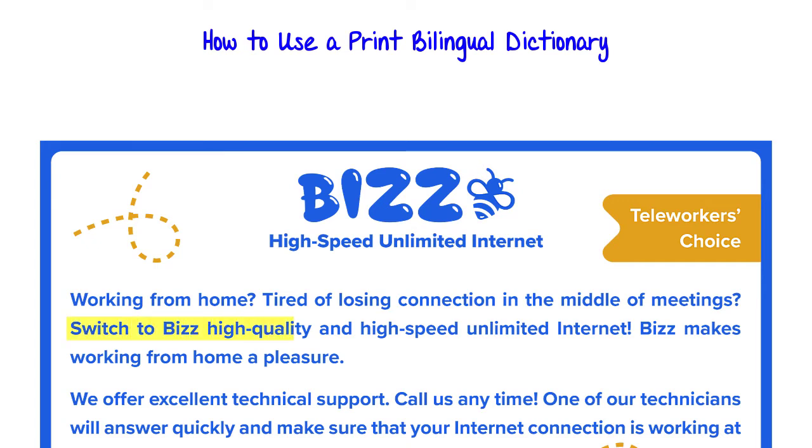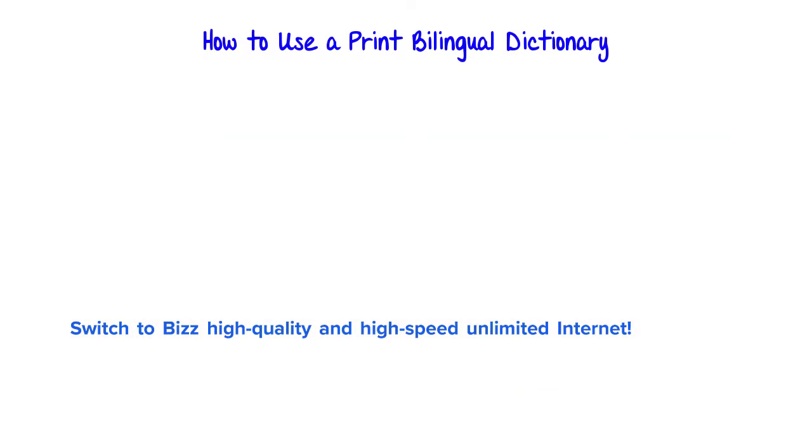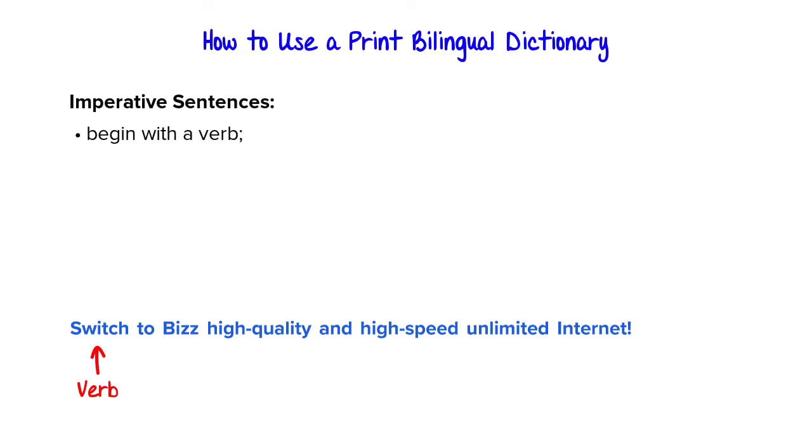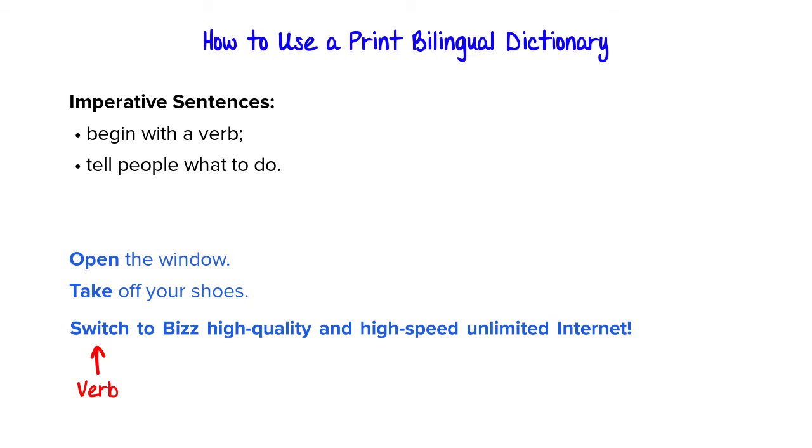Switch to Biz high quality and high speed unlimited internet. Switch is the first word of the sentence, but no verbs come after. Every sentence must have at least one verb. This means that switch must be the verb. This is an imperative sentence, a sentence that begins with a verb. Imperative sentences are used to tell people what to do, like open the window or take off your shoes.